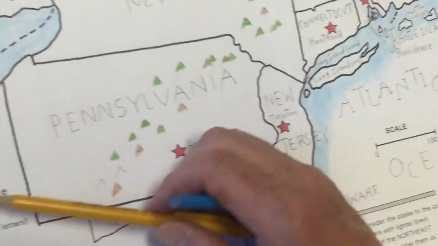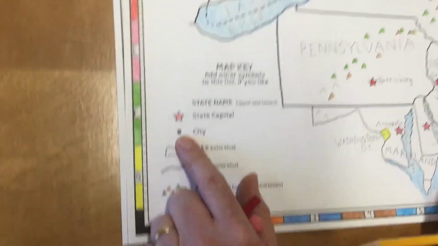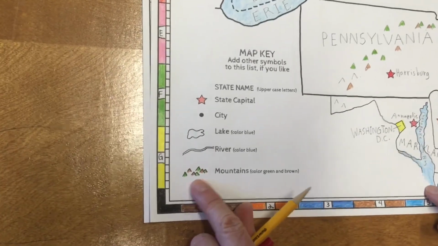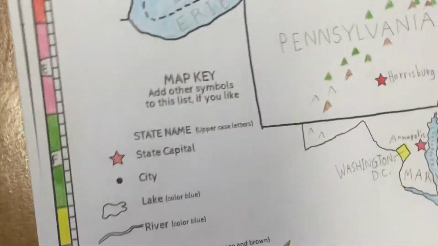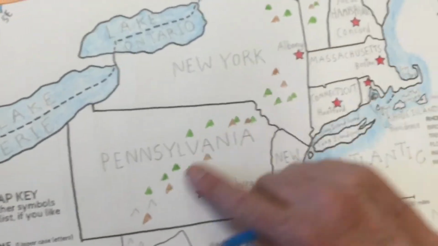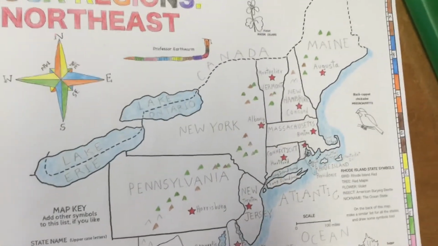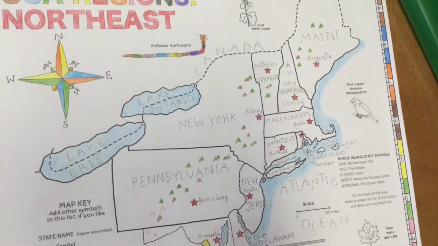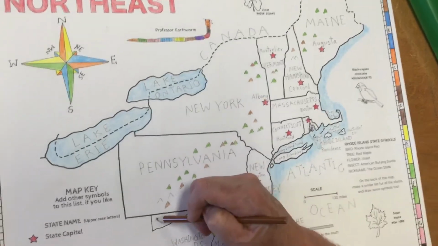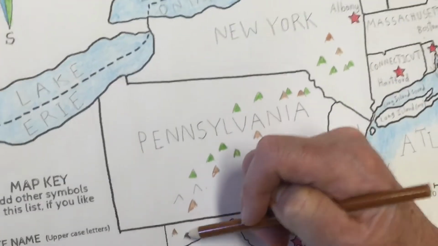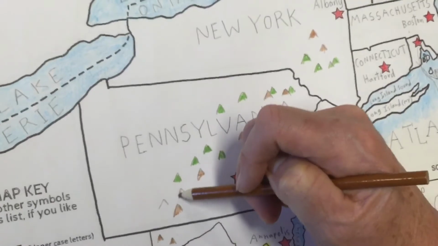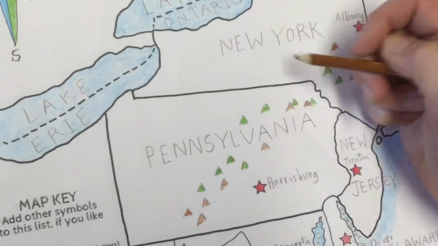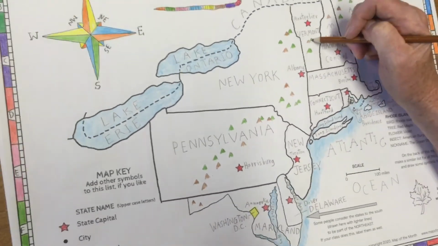Okay, if you look in the key, I haven't added any additional cities yet, but you notice I colored in the symbol for mountains, and I did put in some of the Appalachian Mountains from Maryland up to Maine. Okay, and I used a combination of brown and green. You can see I'm coloring the mountains separately like this. It makes them look a little easier, you don't interfere with the map too much that way.